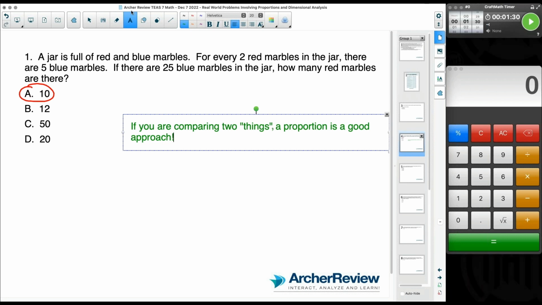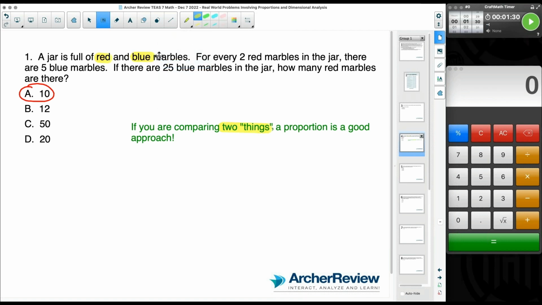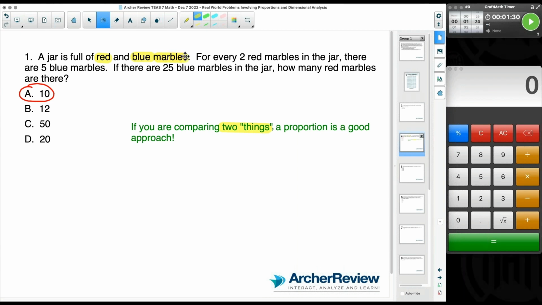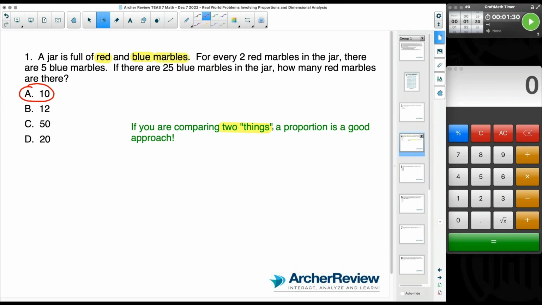So the two things that I'm talking about in this problem are red marbles and blue marbles. Later on tonight, we will have more than two things, and a proportion is not going to be the best approach. Since we have two things, proportions are fine. I'm going to show you multiple ways that you can set this up. A lot of people said, hey, I didn't set up my proportion like you did. That's fine. There's so many ways that we can set up this proportion and it will still work out every time.